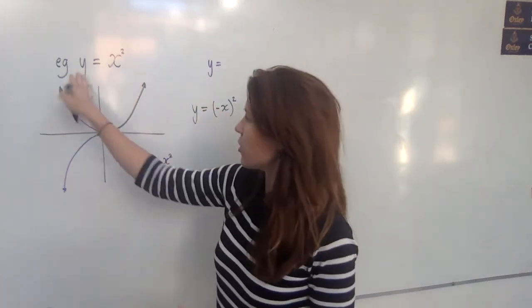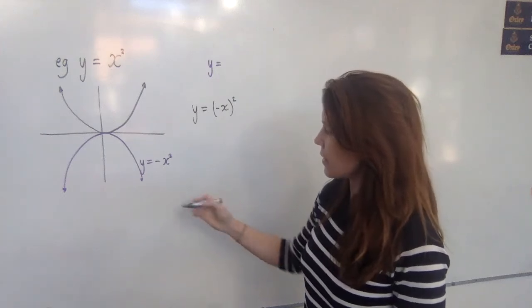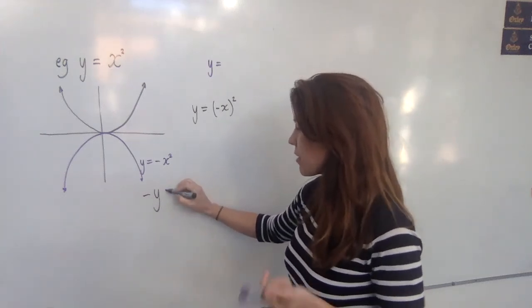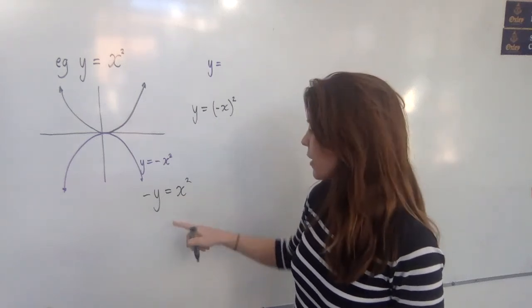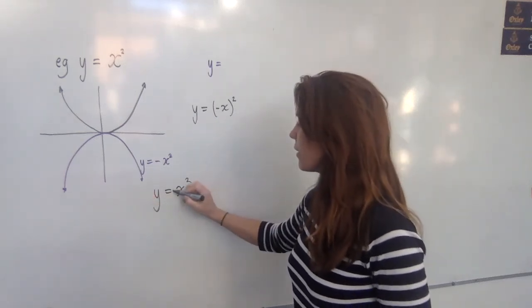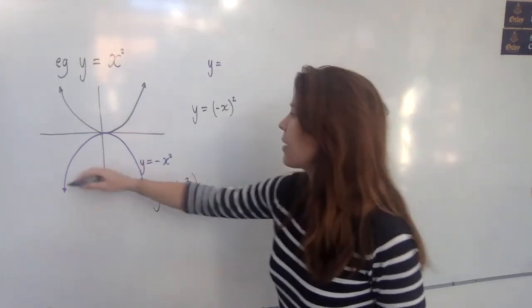So making a reflection around the y-axis will do nothing to this graph, but a reflection around the x-axis, which we could write as replacing y with negative y, once we multiply both sides by negative 1, we can also write it like this, and it's negative of the whole x squared, isn't it? And that will flip it down there.